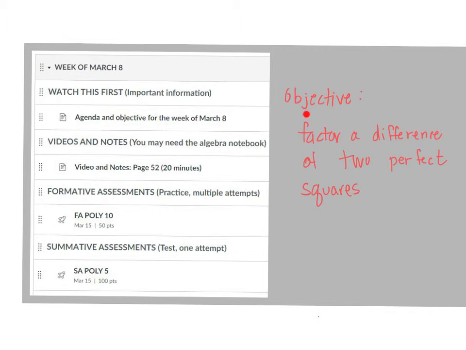So you will notice that our objective when we get into our new section this week is to be able to factor a difference of two perfect squares. And that's why last week in our module we went back and reviewed what perfect squares are.